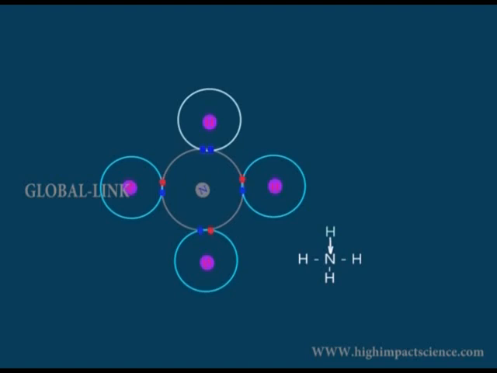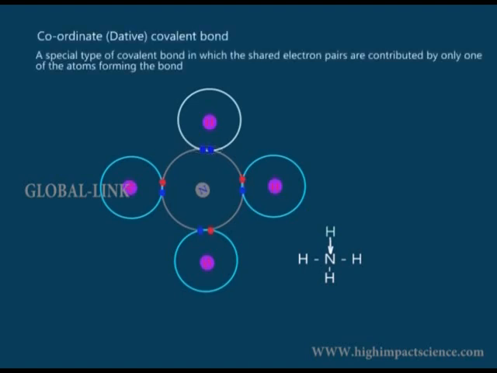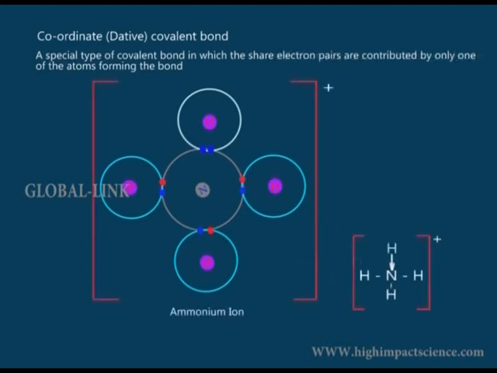In this sharing, the 2 electrons are all donated by the ammonia molecule. This is a coordinate covalent bond, a special type of covalent bond in which the shared pair of electrons forming the bond is contributed by only one of the atoms. In the new molecule, the number of protons is more than that of electrons, and thus it carries a net positive charge. This is called an ammonium ion. The coordinate covalent bond is also called a dative covalent bond, and it is represented by an arrow pointing in the direction of the donor atom.